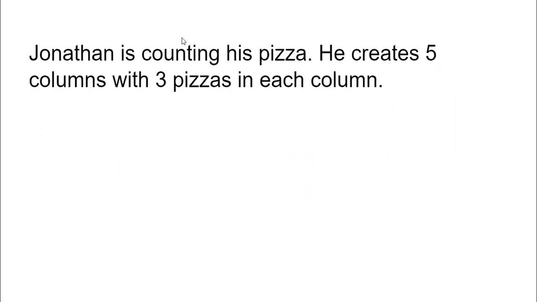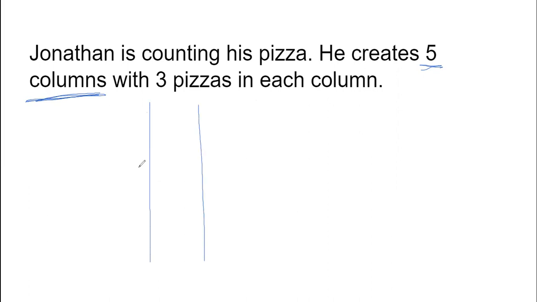So here is another example. Jonathan is counting his pizza. He creates 5 columns with 3 pizzas in each column. So the first bit of information I'm looking at is the 5 columns. So columns go up and down. So I'm going to draw 5 lines going up and down.